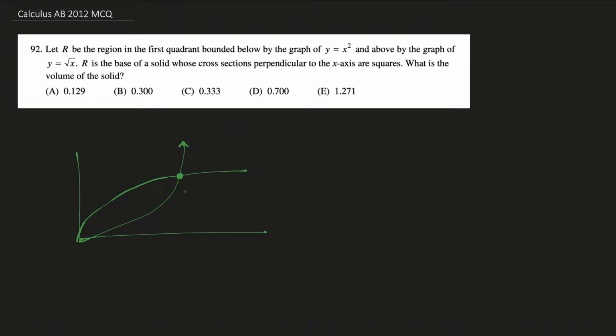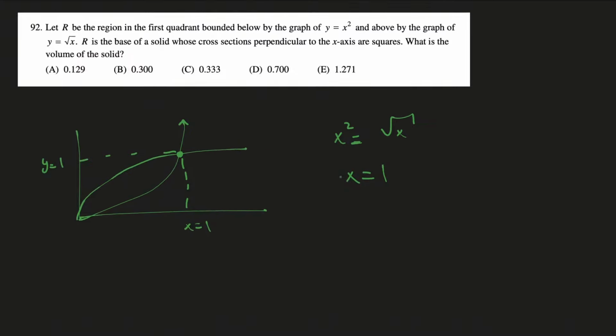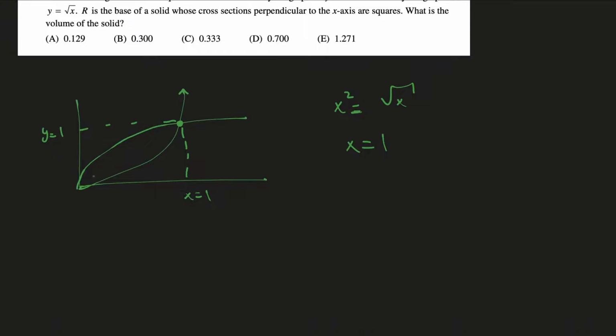So what we need to think about is what's the point of intersection. The intersection that they both have is at x equals 1. At x equals 1, they both meet up at the point y equals 1. So all we have to do to figure out the volume is take the upper curve minus the lower curve. That gives you the height. So you just take the upper curve, which is square root of x, minus x squared, and you have to square it because you're making square cross sections.